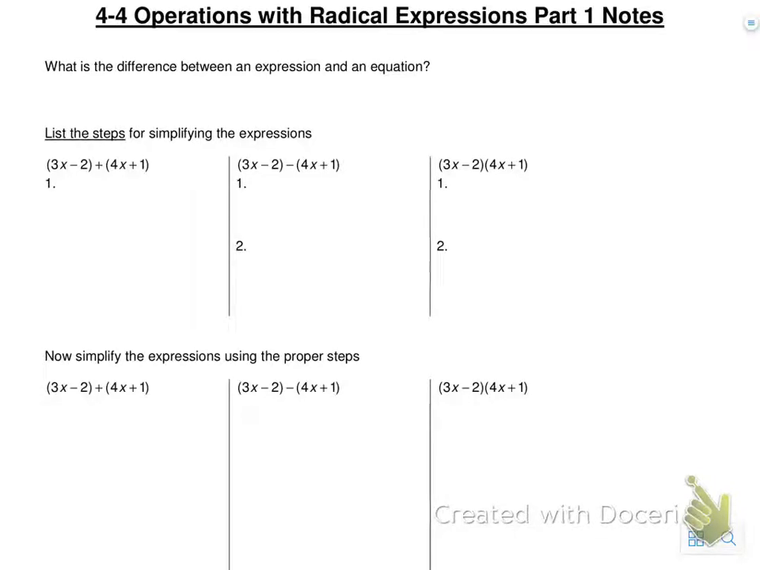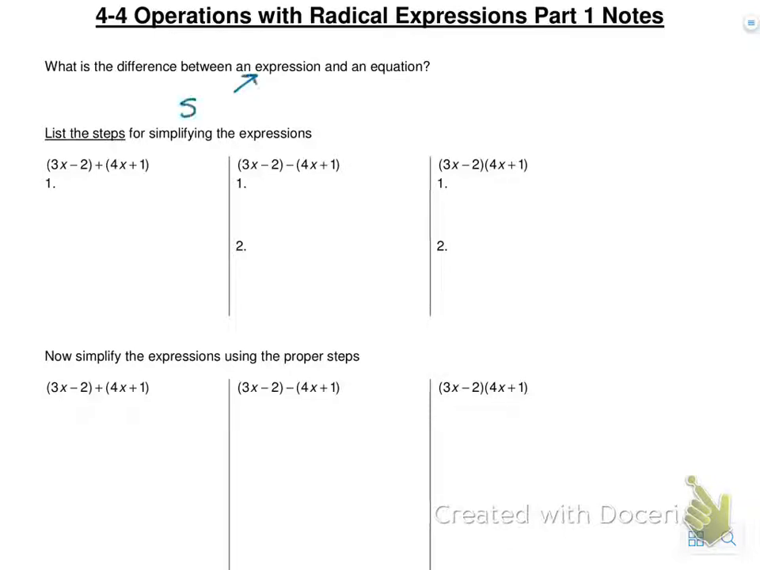Okay, so for this lesson, we are going to talk about operations with radical expressions. So operations, meaning add, subtract, multiply. We're not going to really be dividing in this particular situation for this lesson. So mostly just addition, subtraction, and multiplication with radical expressions, meaning with square roots in them or with variables with exponents, etc.